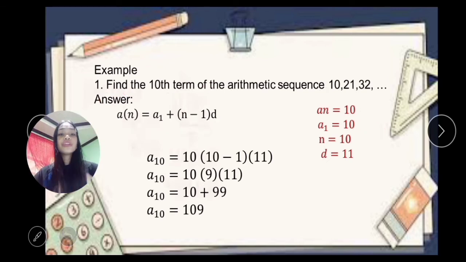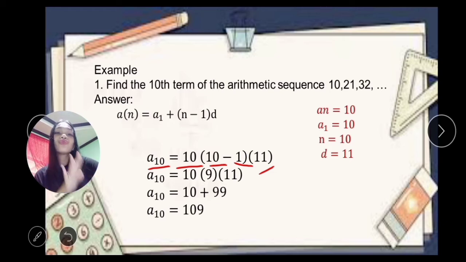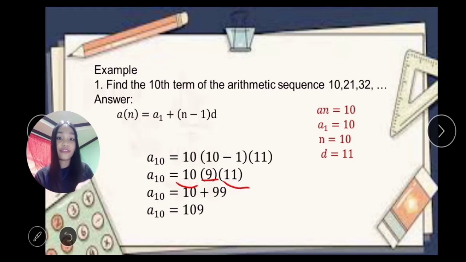Okay, the first thing to do is to put our a10 equals a1 plus n minus 1 times our common difference. So, first we need to subtract 1 from n. So, 10 minus 1 equals 9. So, we have the answer of 9. We bring down our first term and also our common difference.